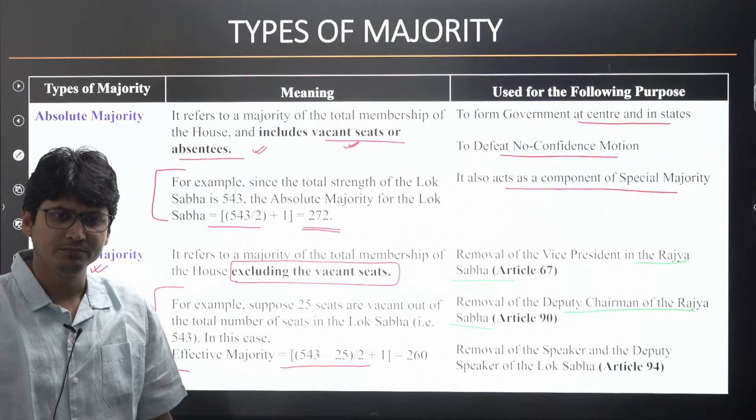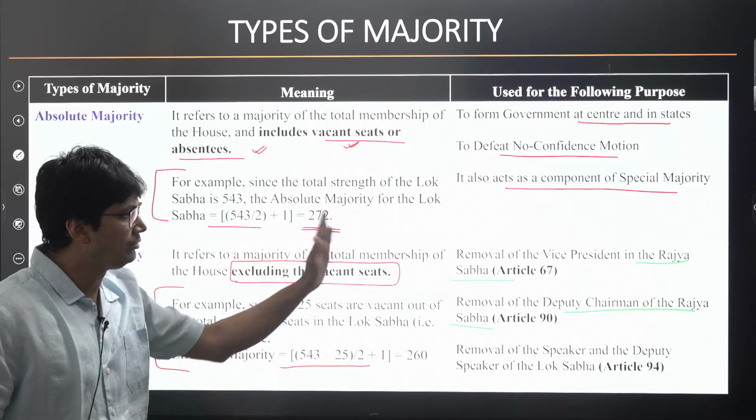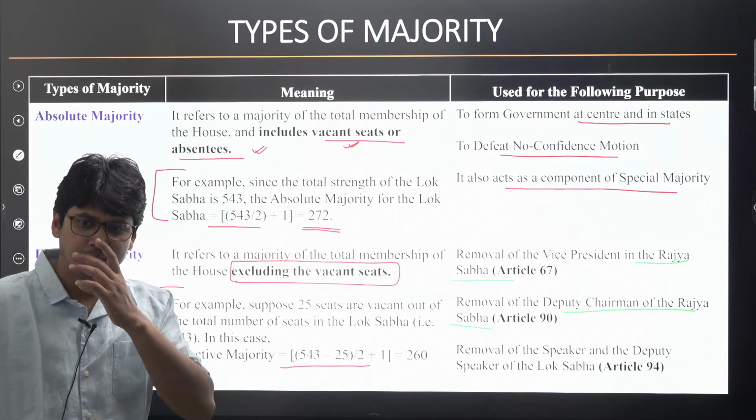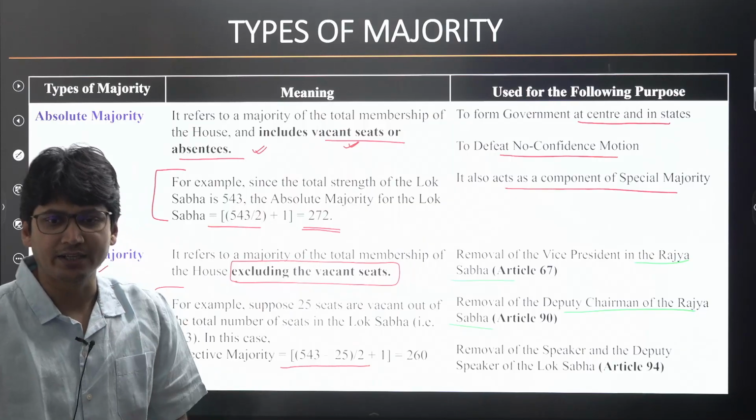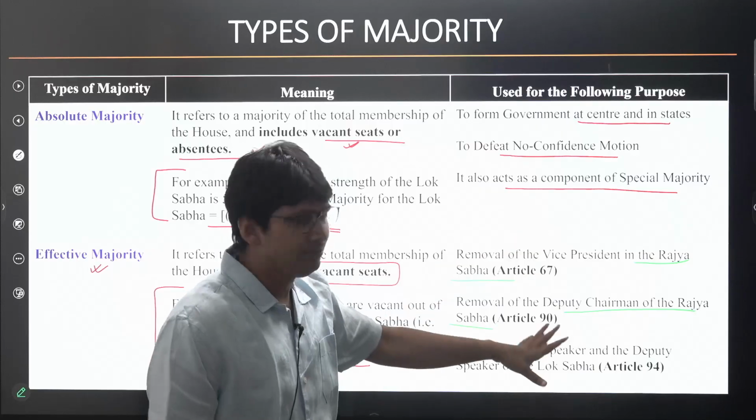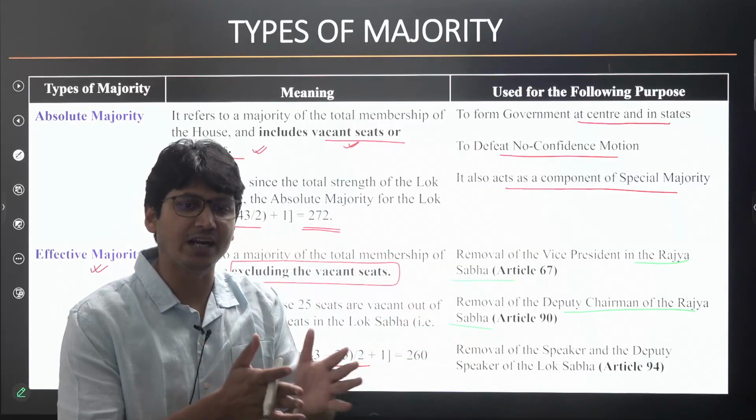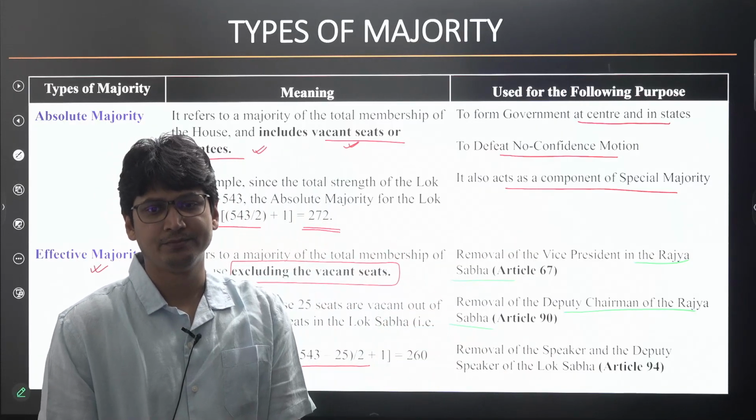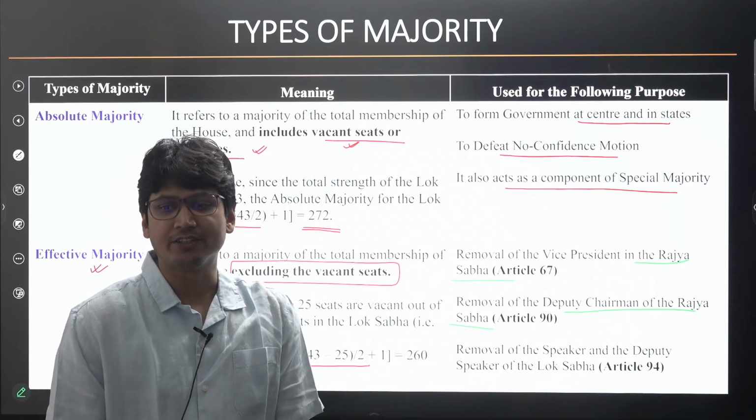Is it clear? Is this bifurcation, this diagram, helping you to understand further? We will only be able to understand these when we start the chapters on parliament and how the parliament functions.